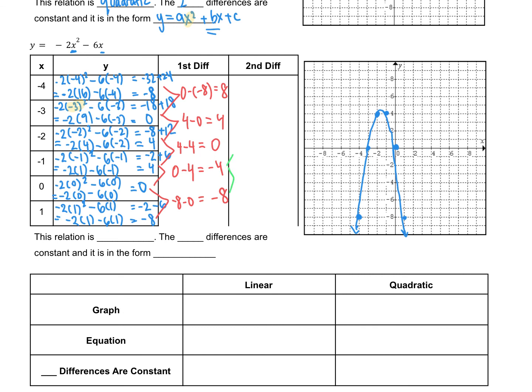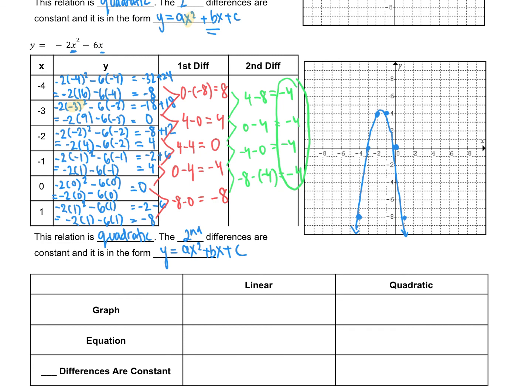So now we take up our first differences, we pair them up, and we subtract. So -8 subtract -4 is -4. -4 subtract 0 is -4. 0 subtract 4 is -4. And 4 subtract 8 is -4. So they all match, which is your third piece of evidence that this is quadratic. So the second differences are constant, and it is in the form y equals ax squared plus bx plus c.